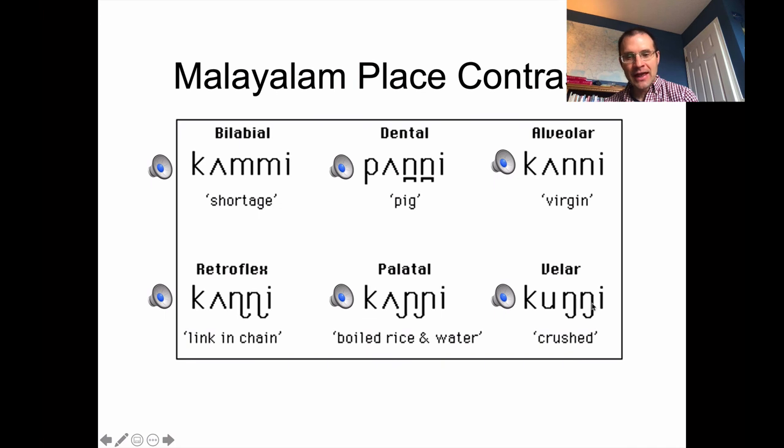And this is a combination of N and G, right? Kanni. Kungi.